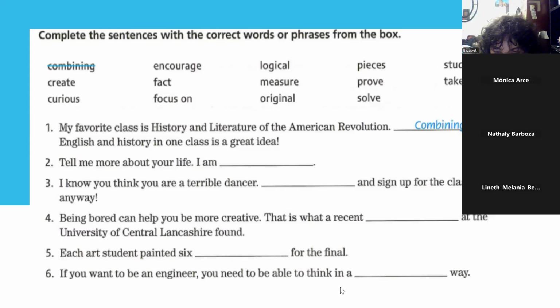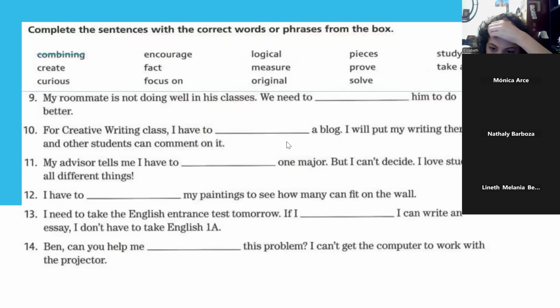Perfect. Okay. We continue with the same vocabulary, but new sentences. My roommate is not doing well in his classes. We need him to do better. My roommate is not doing well in his classes. Él no está bien en sus clases. Tenemos que focus on.